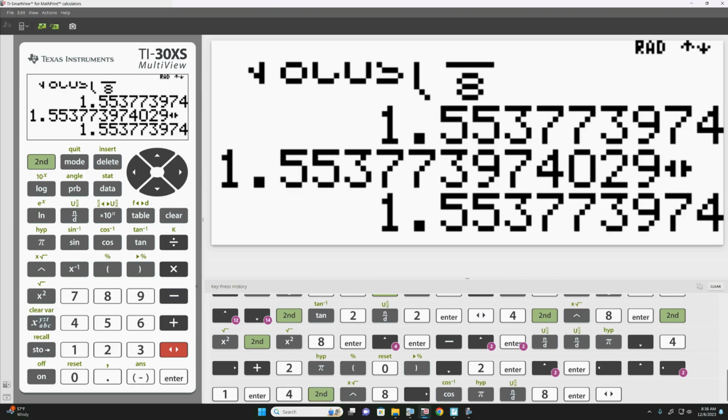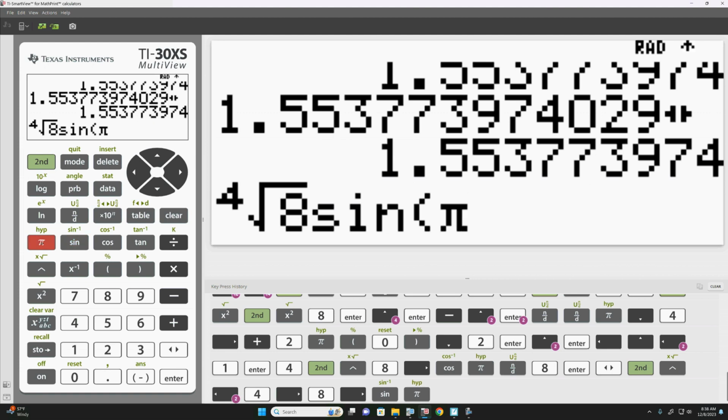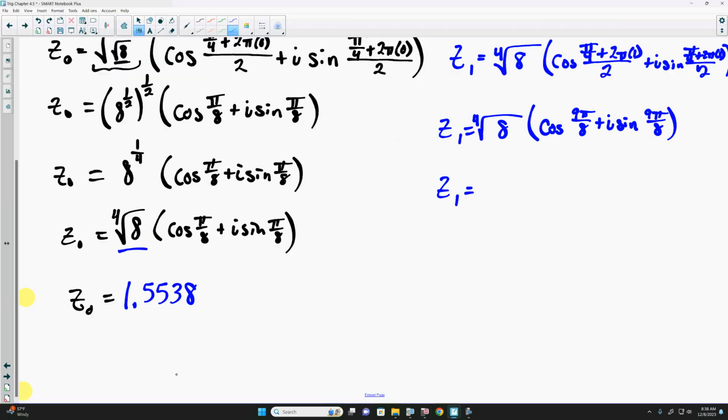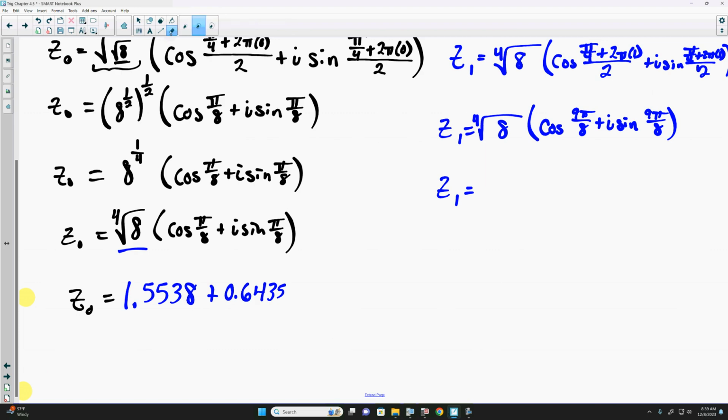We'll do the same thing with sine. 4th root of 8 sine of pi over 8, 0.6436. Make sure I'm getting this right. 0.6436. All right. So there's one of our solutions.